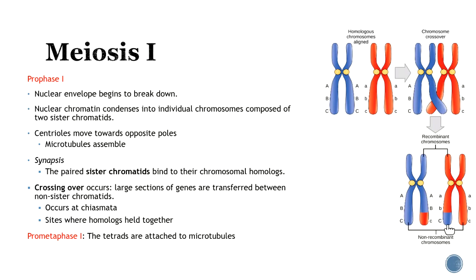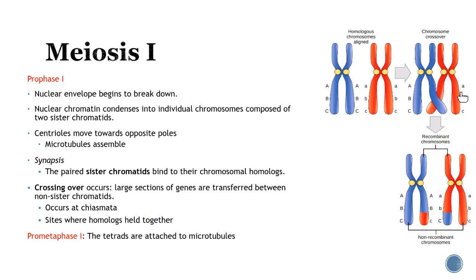Now, crossing over happens at specific points. There are hot spots where this happens quite often. We are able to measure that and figure out the frequency of crossing over. It's a lot of math. I wouldn't expect y'all to do that, but if you take genetics, it's actually kind of fun. But this is what's happening in prophase 1: crossing over.